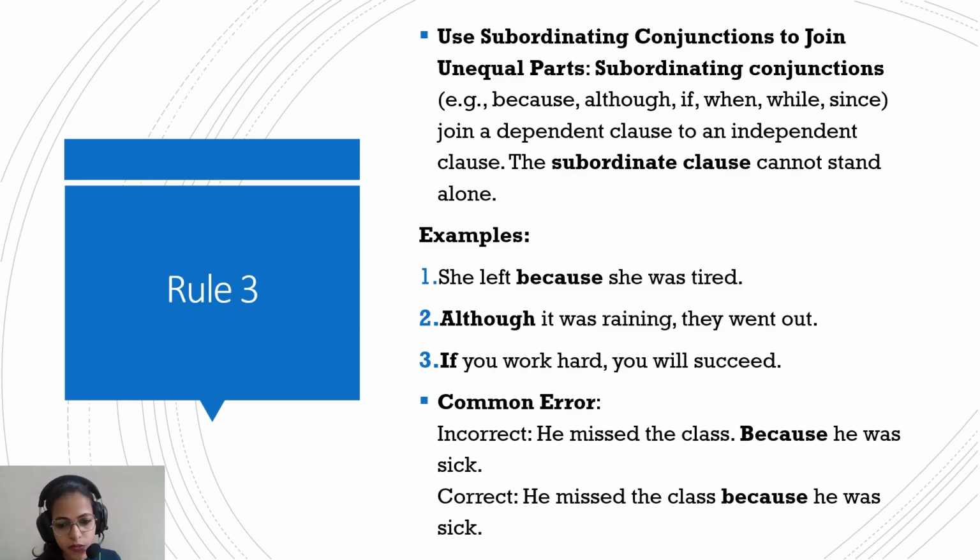So dependent and independent. He missed the class because he was sick. We do not put a full stop and start. It's quite common for a lot of students to start a statement with because, but it's not right. Since because is used to join two parts of a sentence, dependent and independent, it should be in one statement. So the first statement is wrong. He missed the class because he was sick, without a full stop, that second statement is correct. Okay, I hope you understand.